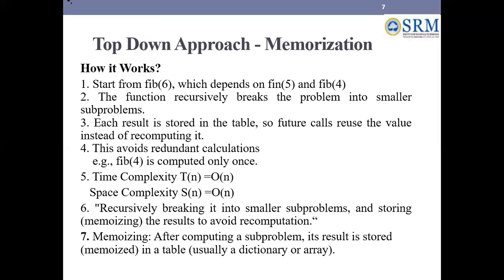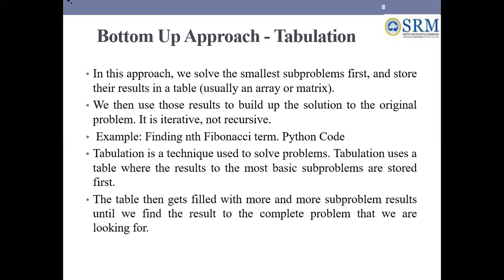So the time complexity T(n) is equal to order of n. Space complexity is order of n. And the approach is recursively breaking into smaller subproblems and storing, that is memoizing, the results to avoid recomputation. Memoization: after computing a subproblem, the results are stored in a table that is called memo. Normally in Python it uses a dictionary or array.